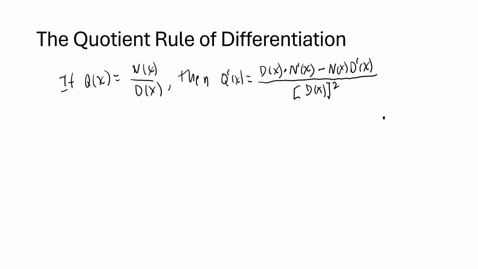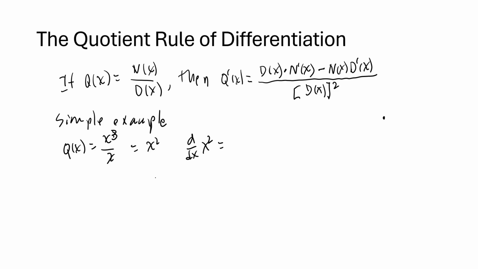So let's look at a simple example. Let q of x be equal to x cubed divided by x. Well, we know that's just equal to x squared, and we know the derivative with respect to x of x squared is just 2x. So there's our simple example, and we know that from the power rule.